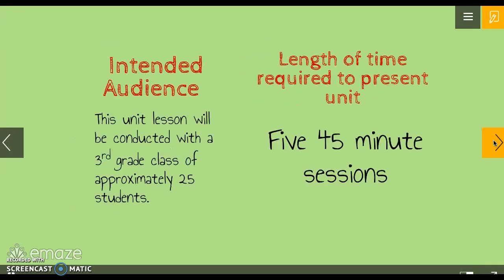The intended audience for this unit will be approximately 25 third grade students, and the unit will consist of 5 45-minute sessions.